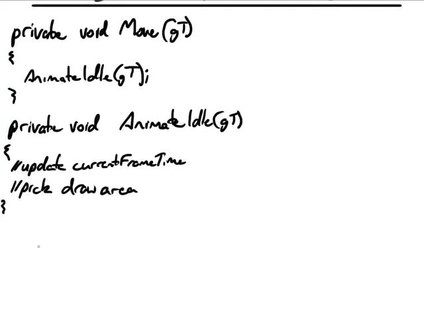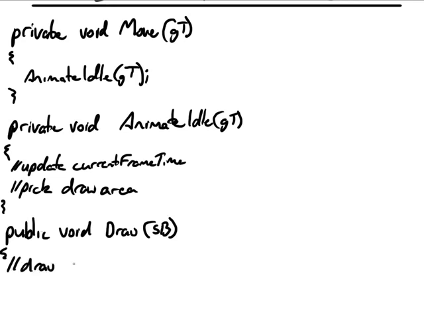Oh, no, wait, we forgot our draw call. Public void draw, sprite batch. And what does it do? Draws character. Rightio. Now that should be everything, I believe. So let's finish this one on and go into Visual Studio. See you there, guys.